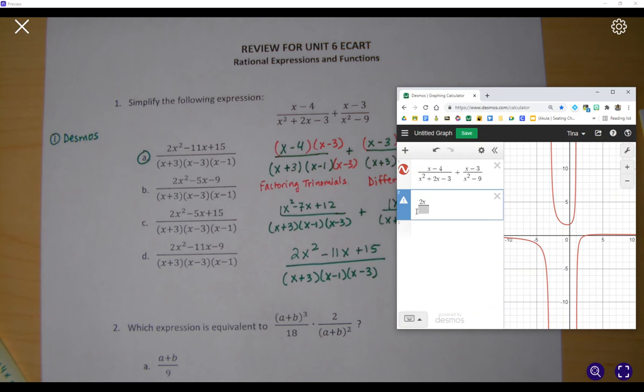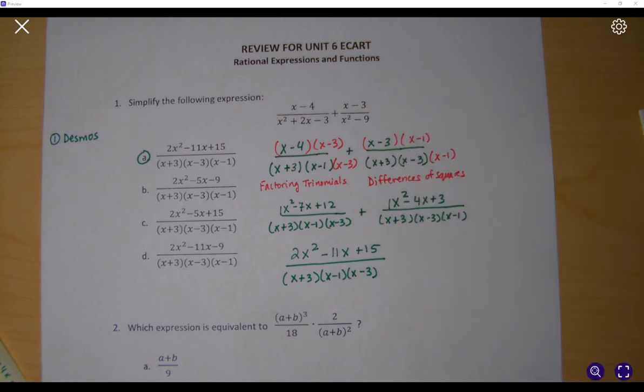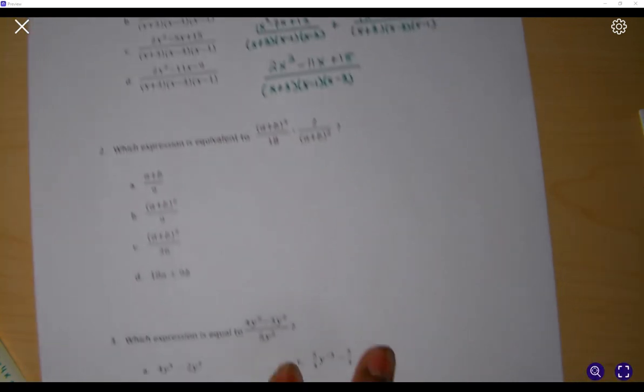2x squared minus 11x plus 15 over x plus 3, x minus 3, x minus 1. And look, it's the same exact graph. So that's how you can check it as well. Okay? Alright, problem number 2.